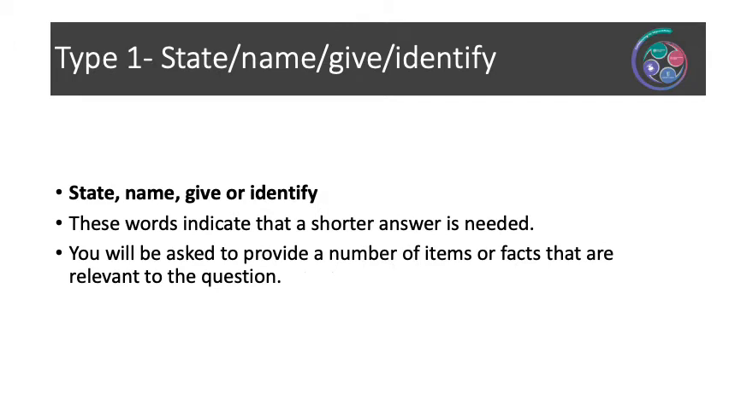So the first type of question that we're going to look at today is the state, name, give and identify one. In these questions, you're asked to provide a shorter answer. You'll be asked to provide a number of items or facts that are relevant to the question.